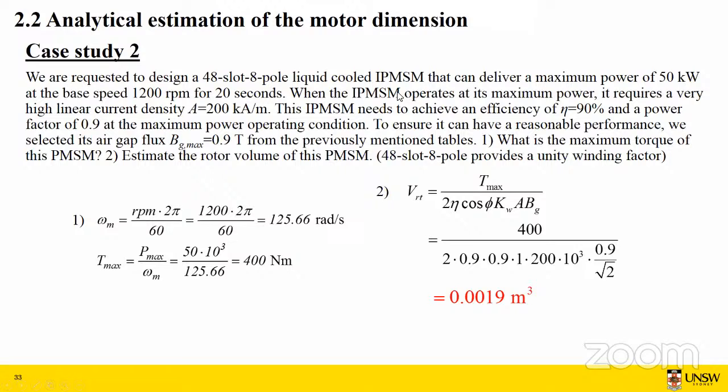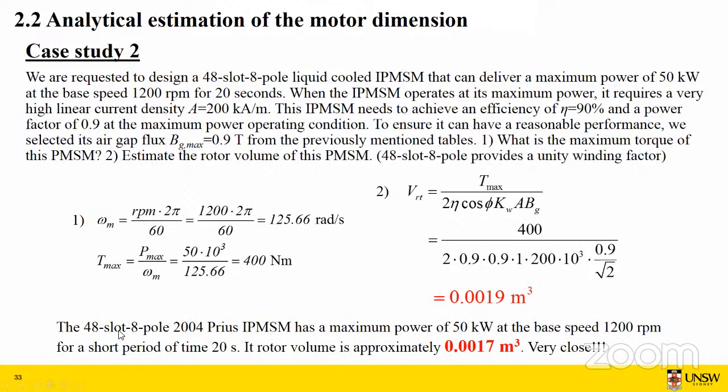Okay, so these are dimensions and parameters of a real IPM motor, and that is a famous machine of the 2004 version Prius, Toyota Prius electric vehicle. Okay, so this electric machine is installed in the 2004 Prius. It has 48 slot, 8 pole. It has a maximum power of 50 kilowatt at the base speed of 1200 RPM. And yes, it can only deliver this power for a short period of time, that is 20 seconds during acceleration.